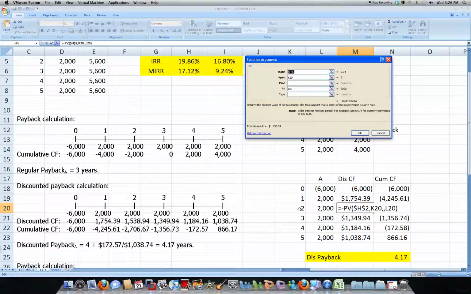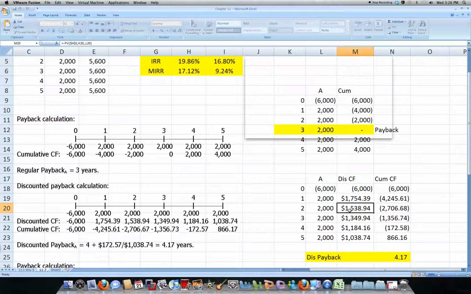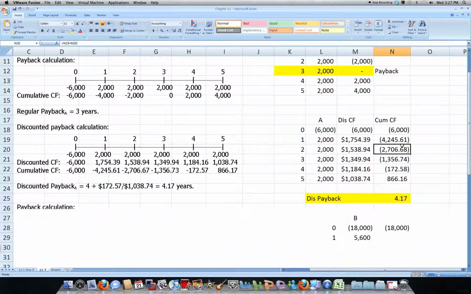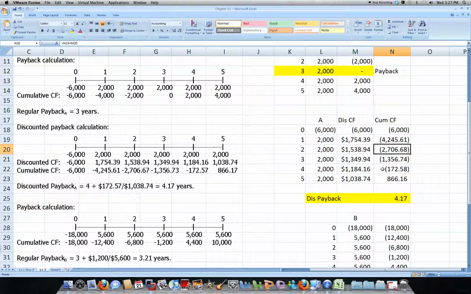Our periods are 2 because we're discounting back 2 years. All right, no payment involved here, and our future value is the L20, or 2,000. So we say okay, and we see our present value of this 2,000 discounted at 14% is $1,538.94. So our cumulative is the 2,000 when we add our cumulative here plus what we paid back.